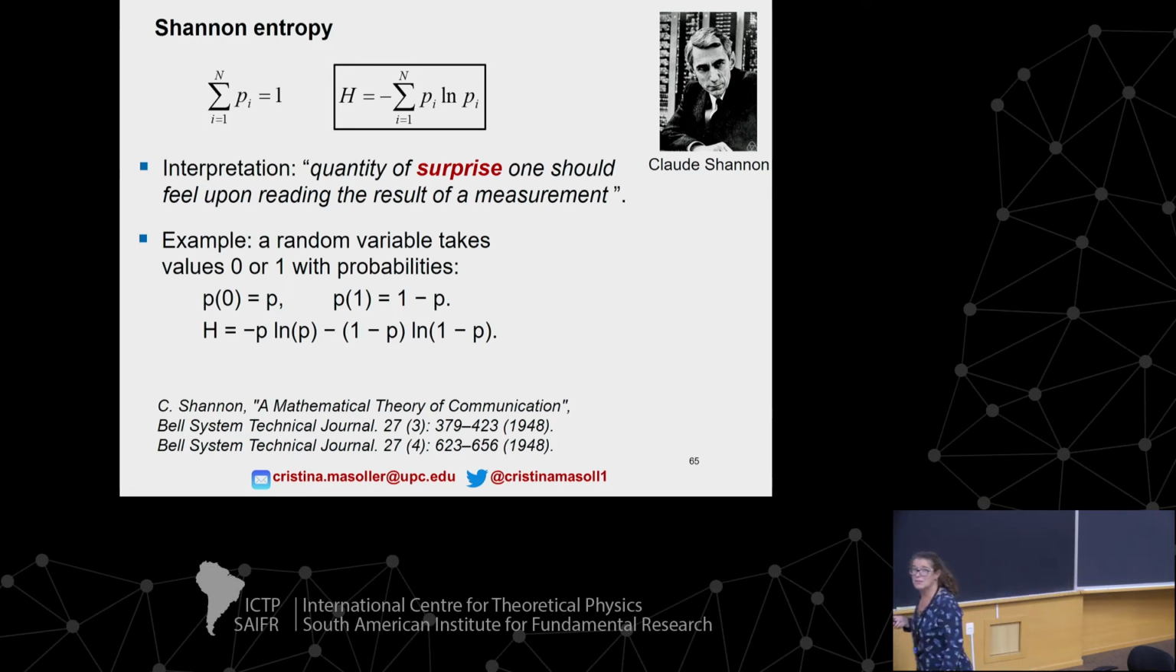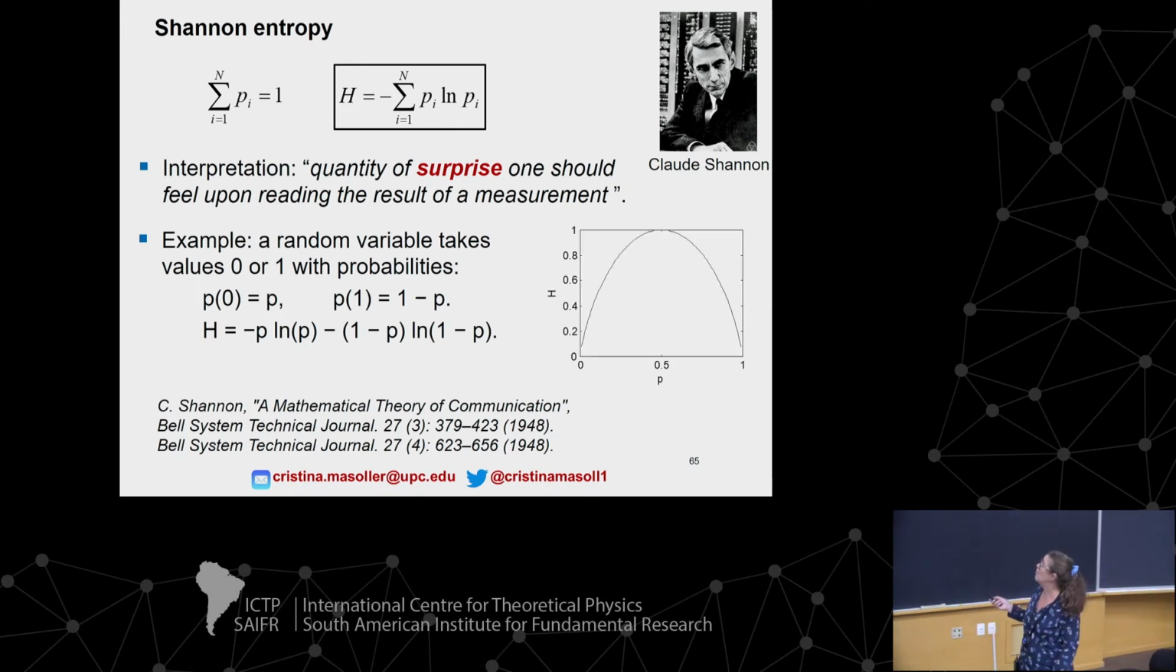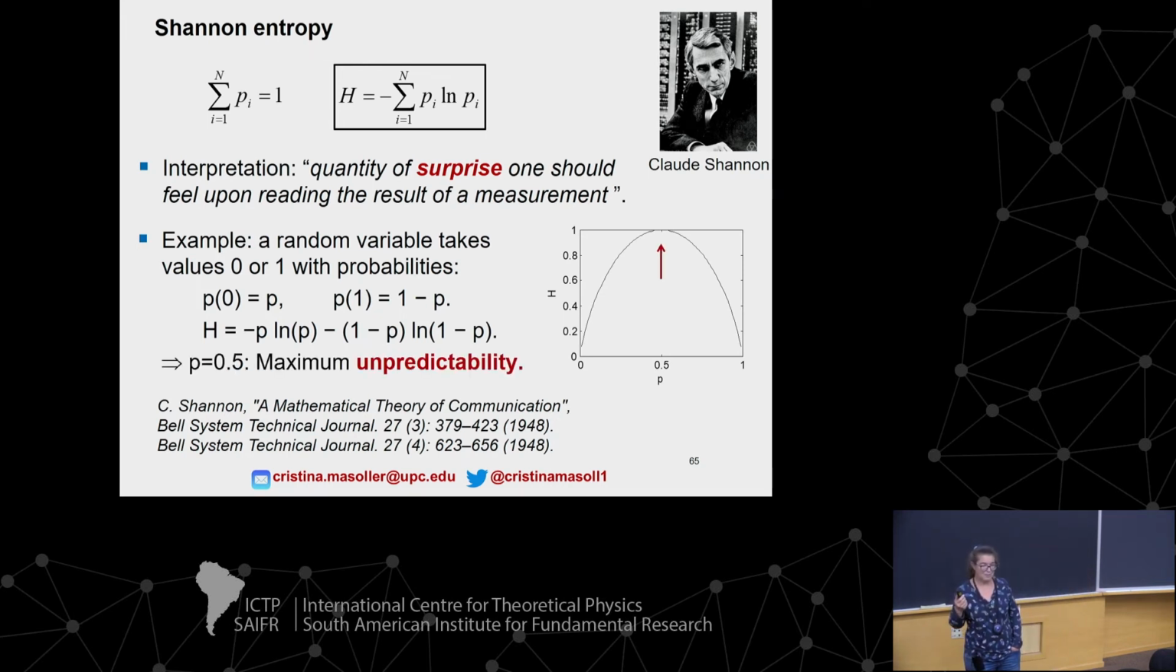And this expression you can plot as a function of p. So p changes between 0 and 1, and this is the plot. At 0.5, the entropy is maximum, and that's because it's your maximum uncertainty. For 0.5, you have no idea what the result is going to be, a 0 or a 1.